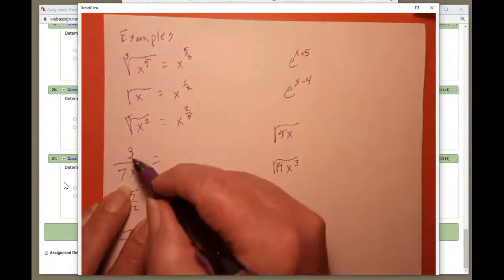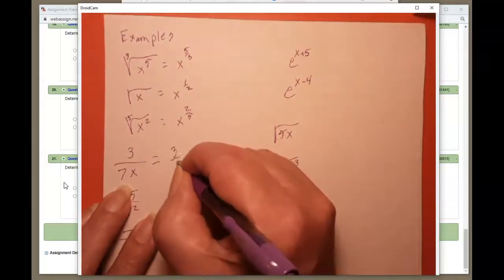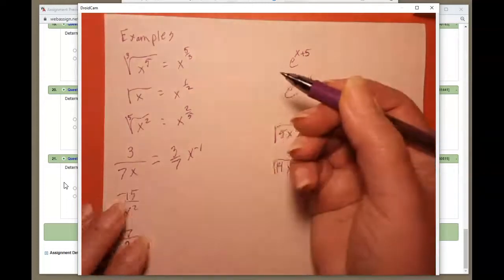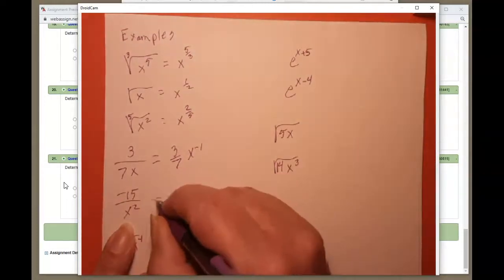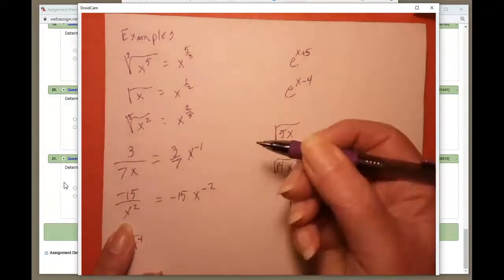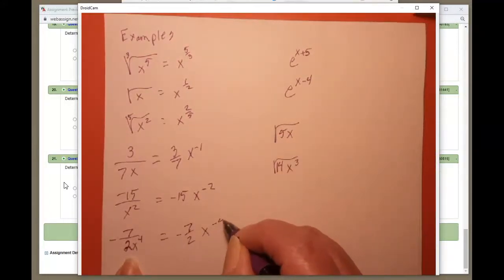This one, 3/7 is not attached to x, so I can write that separately. And x is to the negative 1 power. Negative 15 is not attached to x squared. This is negative 15, x to the negative 2. This is negative 7/2, x to the negative 4.